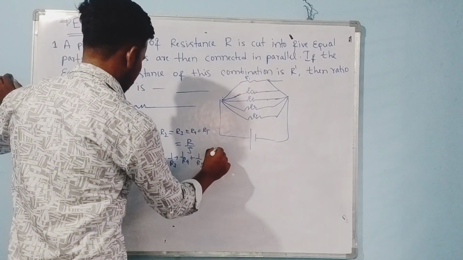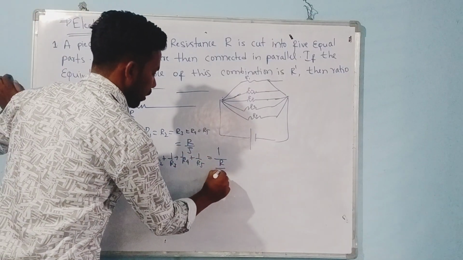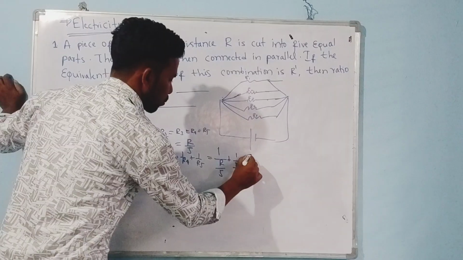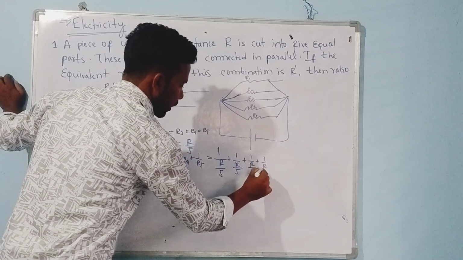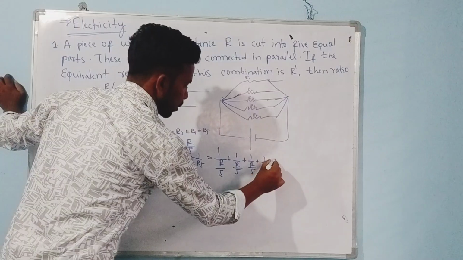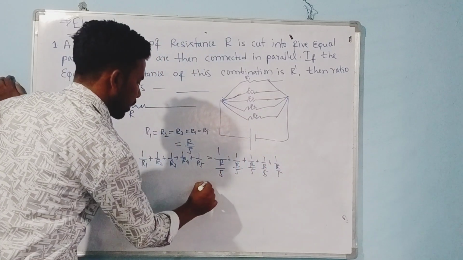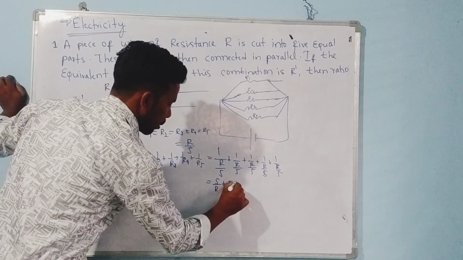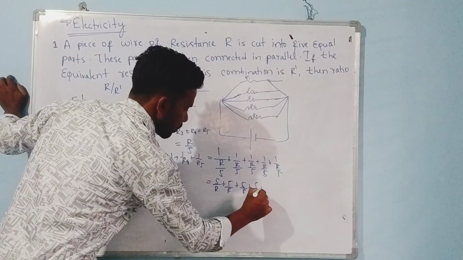Substitute value. 1 by R by 5 plus 1 by R by 5 plus 1 by R by 5 plus 1 by R by 5 plus 1 by R by 5. If it goes up, it becomes 5 by R plus 5 by R plus 5 by R plus 5 by R plus 5 by R.